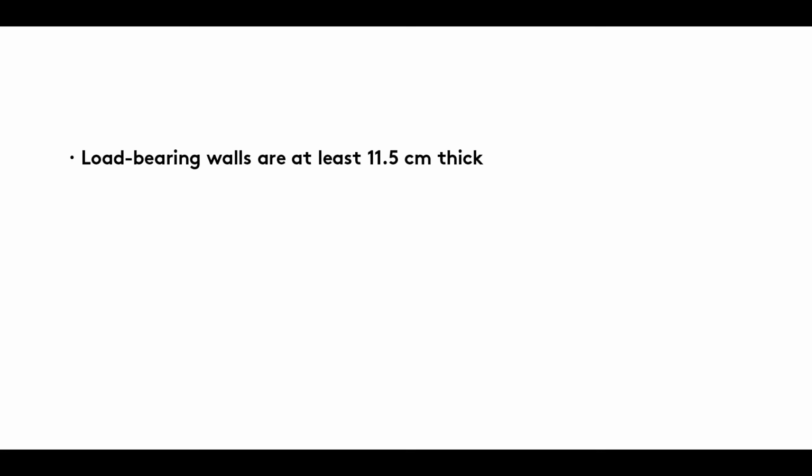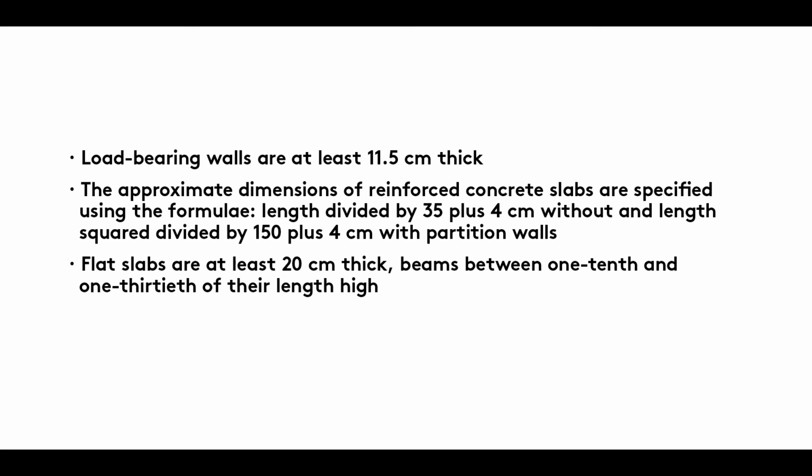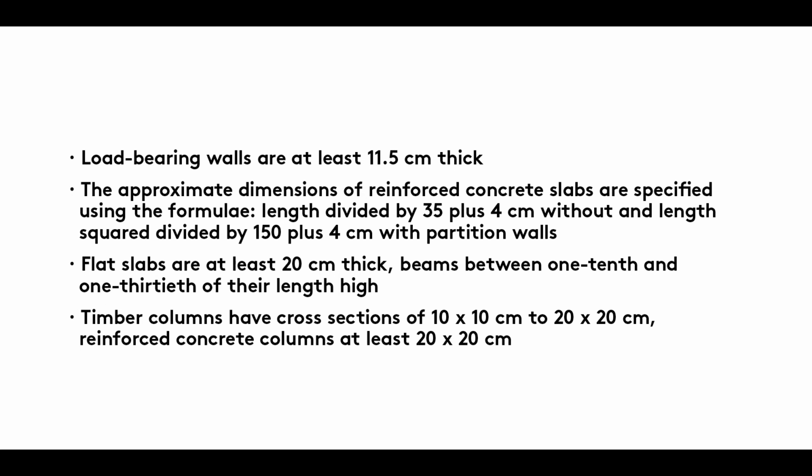Summary. Load-bearing walls are at least 11.5 centimeters thick. The approximate dimensions of reinforced concrete slabs are specified using the formulae length divided by 35 plus 4 centimeters without partition walls, and length squared divided by 150 plus 4 centimeters with partition walls. Flat slabs are at least 20 centimeters thick, beams between 1/10 and 1/30 of their length high. Timber columns have cross-sections of 10 by 10 centimeters to 20 by 20 centimeters, reinforced concrete columns at least 20 by 20 centimeters.